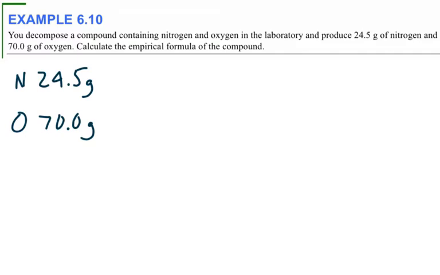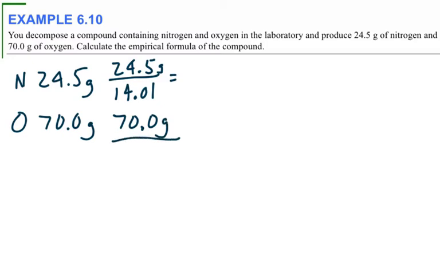Convert grams to moles. So what you're going to do is go to the periodic table and find the molar mass of nitrogen. We're going to round it to 14.01, okay? And you're going to divide that and get it into moles. Do the same for oxygen: 70 grams. The atomic mass of oxygen is 16.